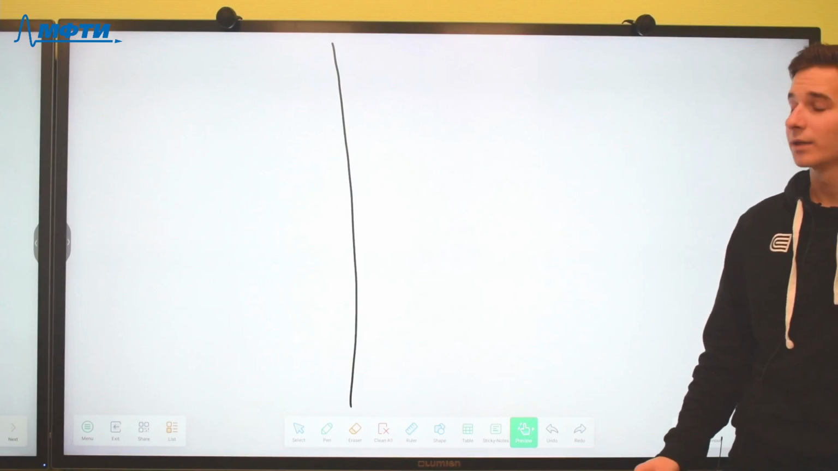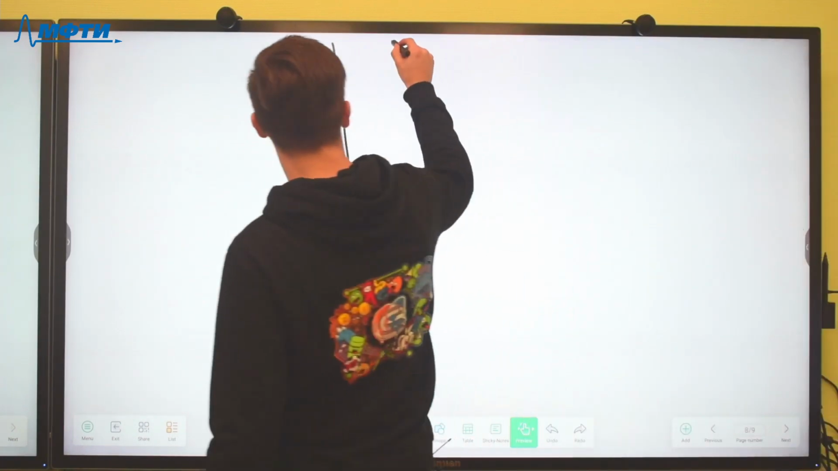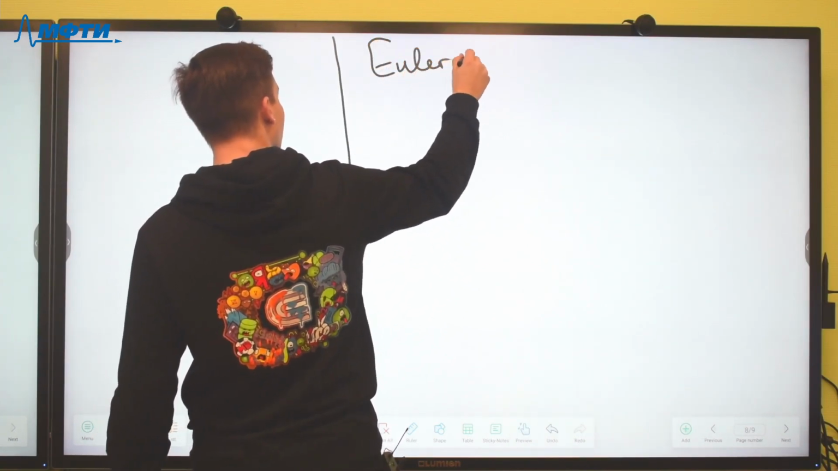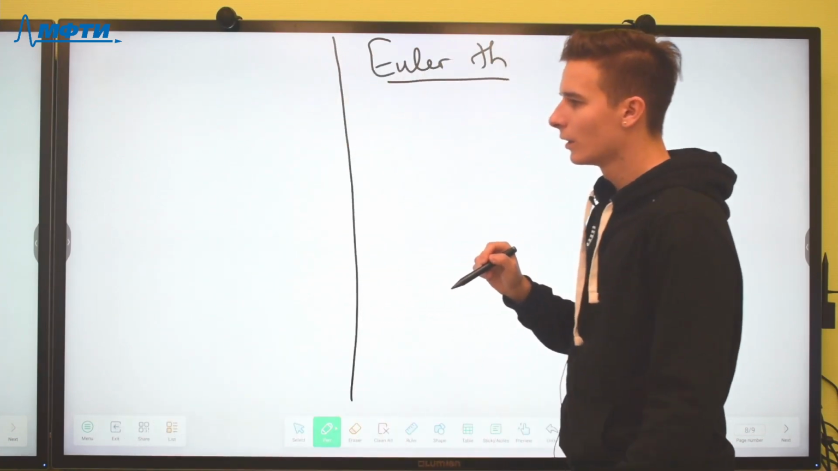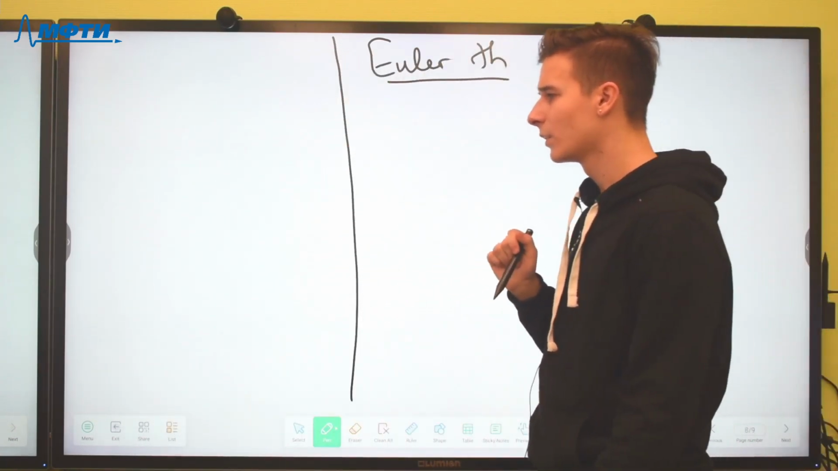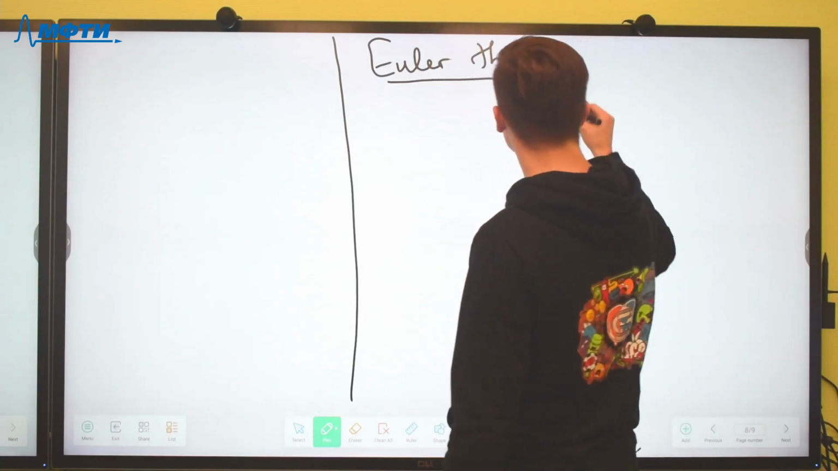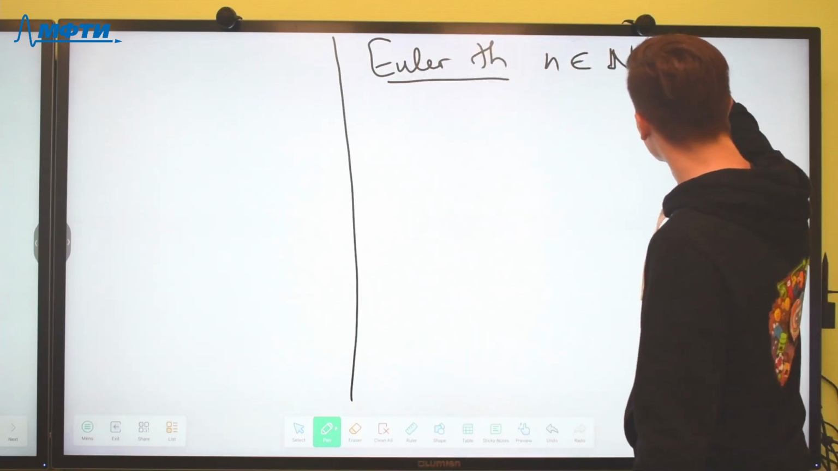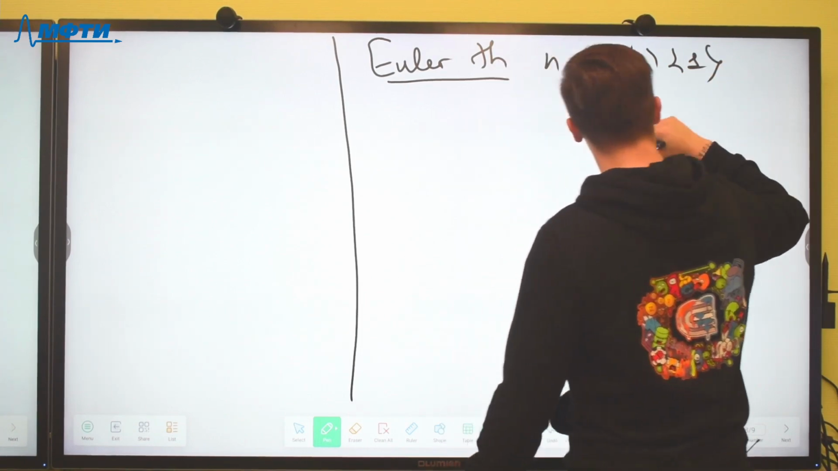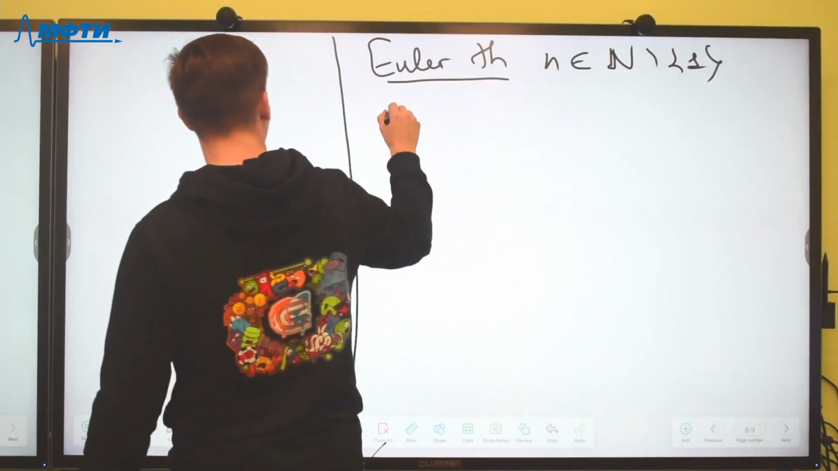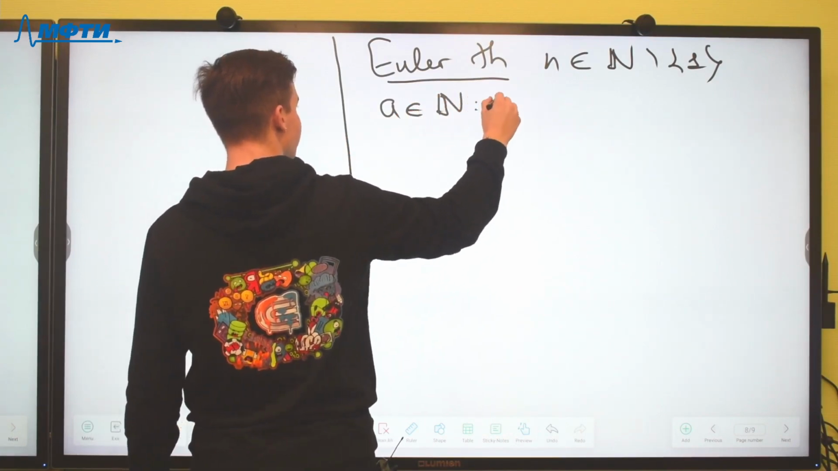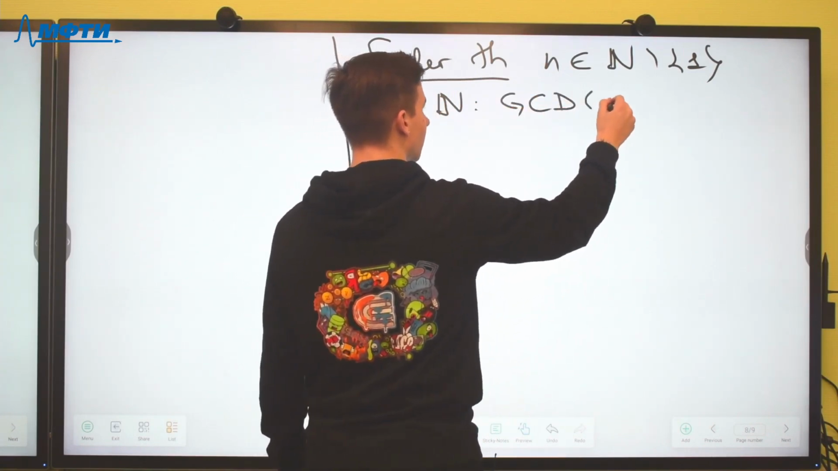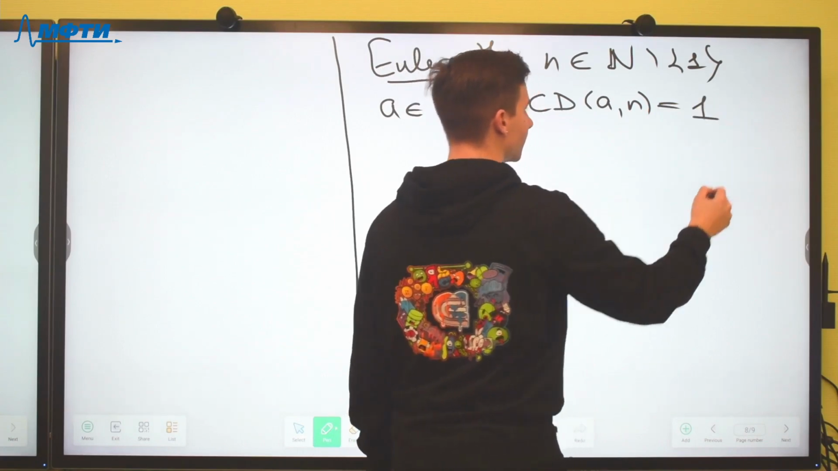Okay, next. Euler's theorem. If n is an integer number greater than 1, and a is an integer such that the greatest common divisor between them is equal to 1.